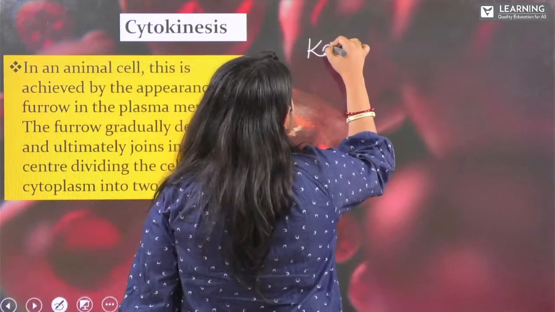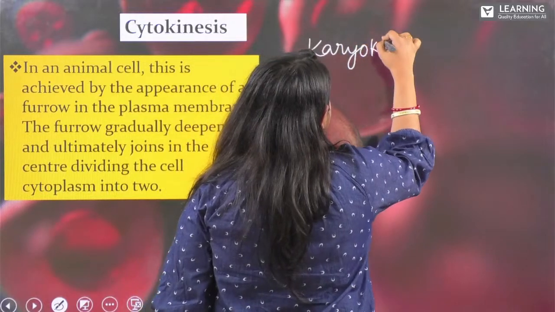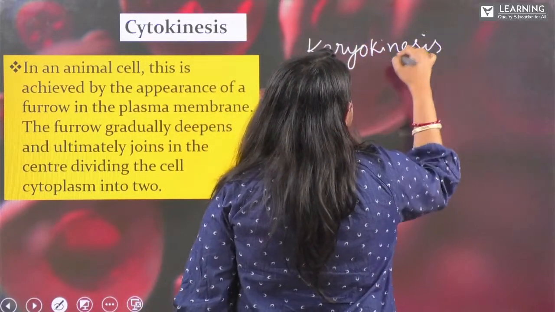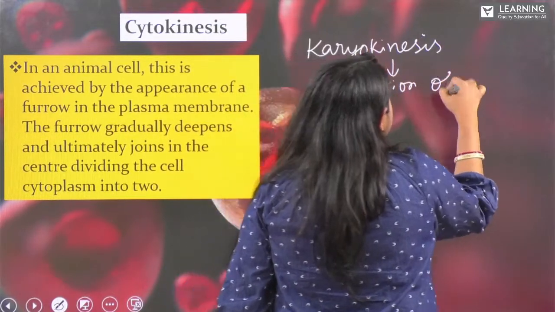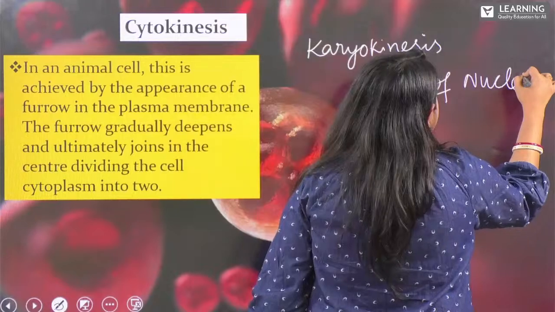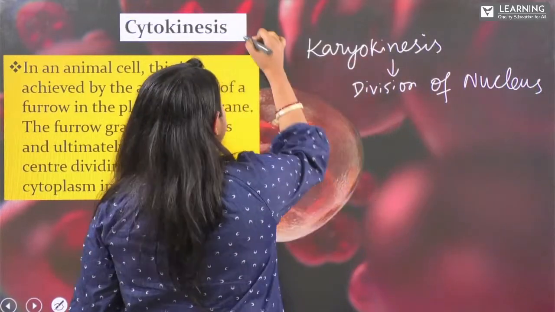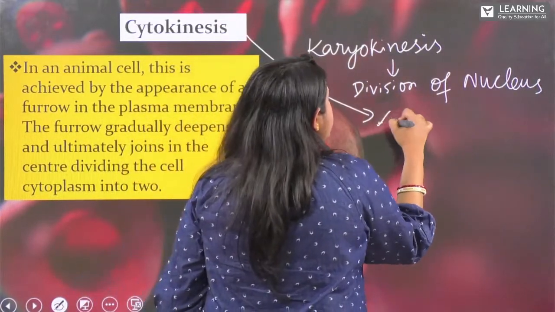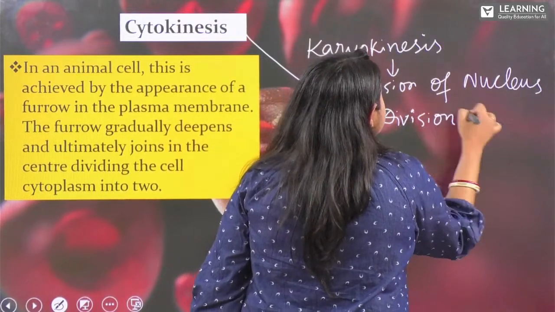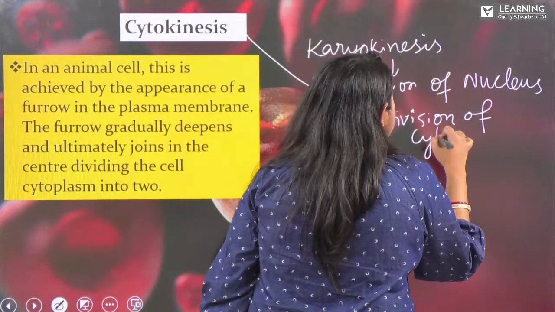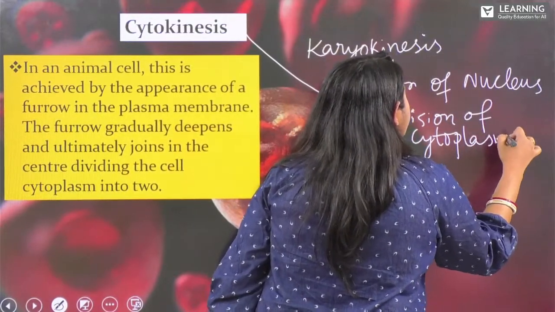You can write it down. Karyokinesis is nothing but the division of what? It is the division of nucleus, okay? And cytokinesis, it is the division of what? It is the division of cytoplasm of the cell.